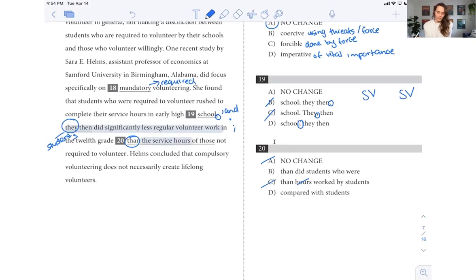How many of you picked B? And how many of you picked D? Let's just respond here in the chat. Who picked B and who picked D?